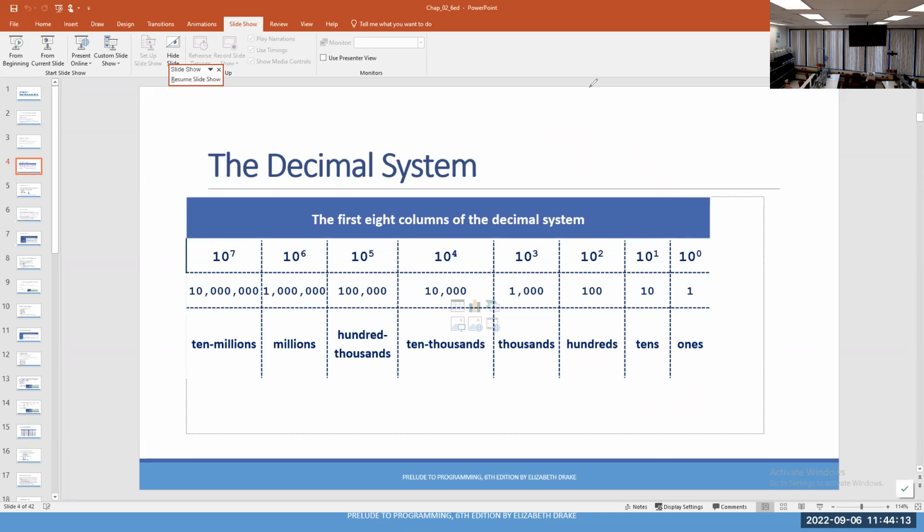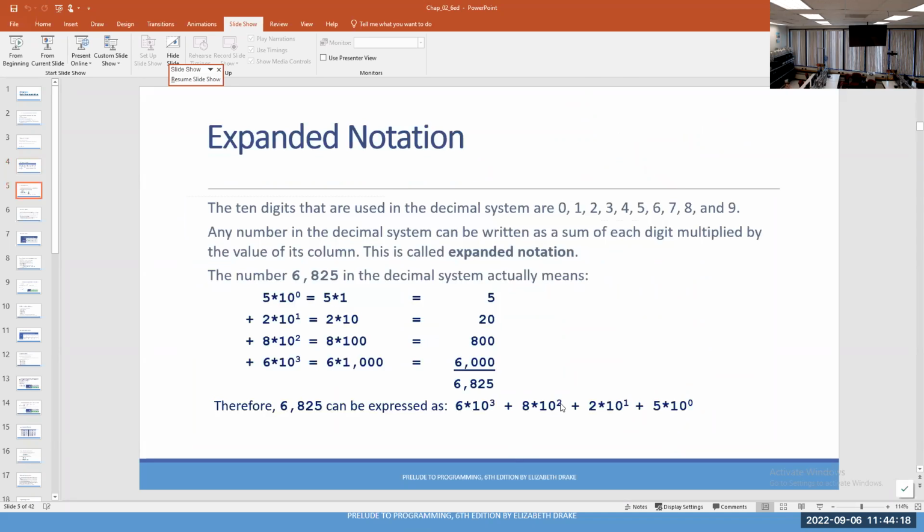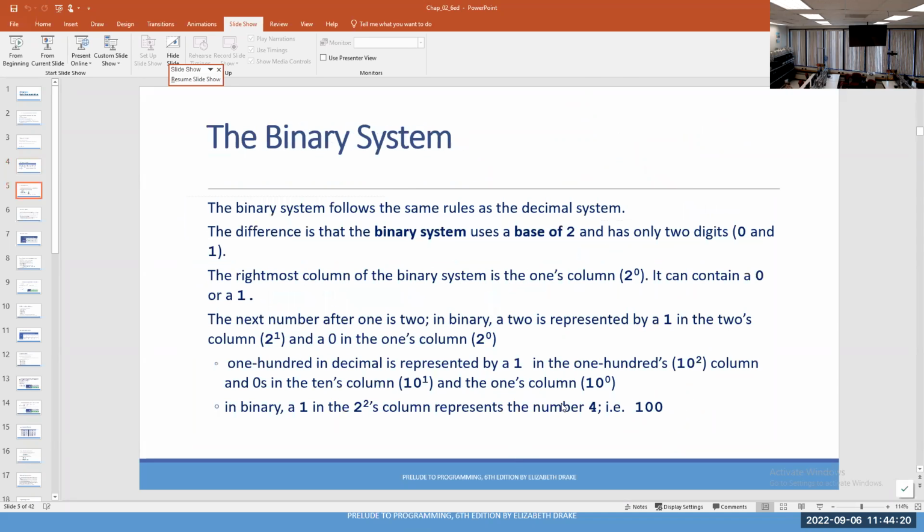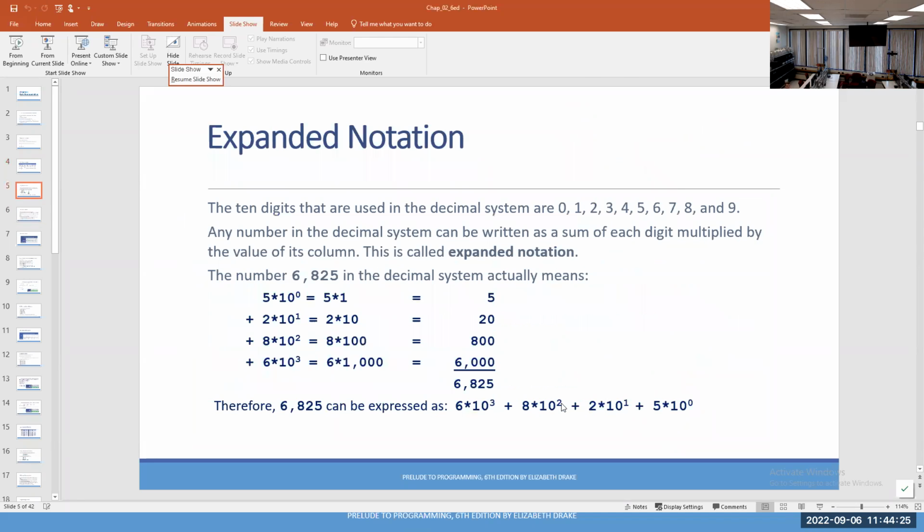And so on here. Now, think about this. You have the number 6,825. Actually, you have to break it down with the column, right? So for the number 5, you have it in the 1 column. That's why you multiply with the number 1 here. Number 2 here is in the 10 column. That's why you multiply with the 10 here, and this 8 here is in the 100 column. That's why you multiply it by 100 here, and so on. And finally, you just add them up together.